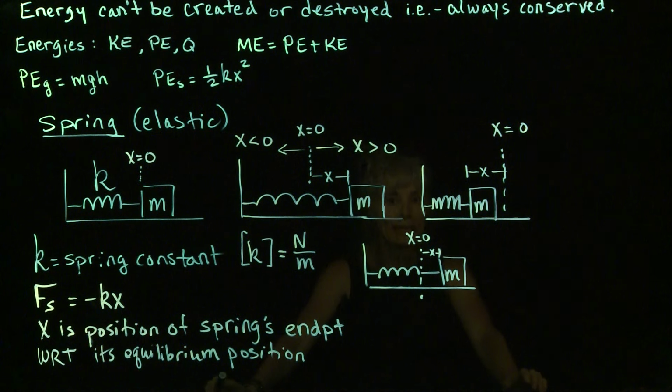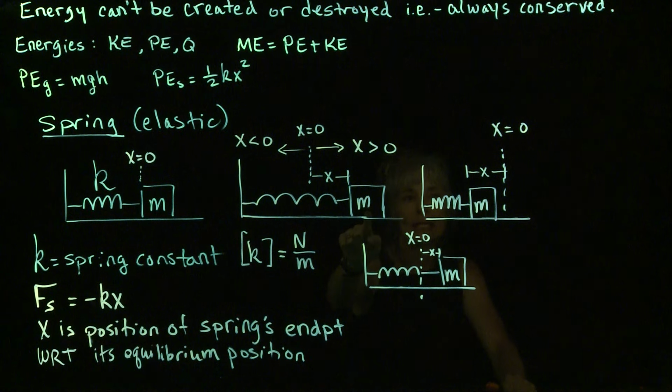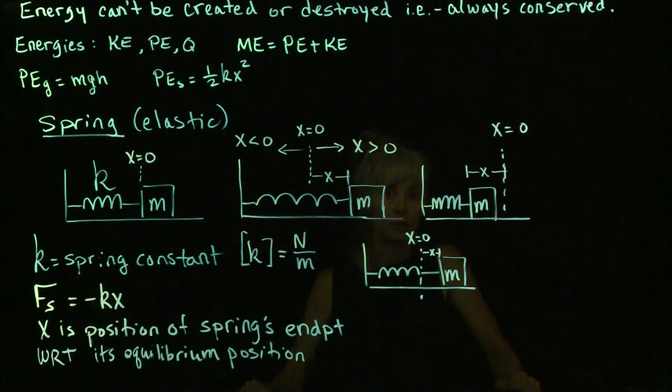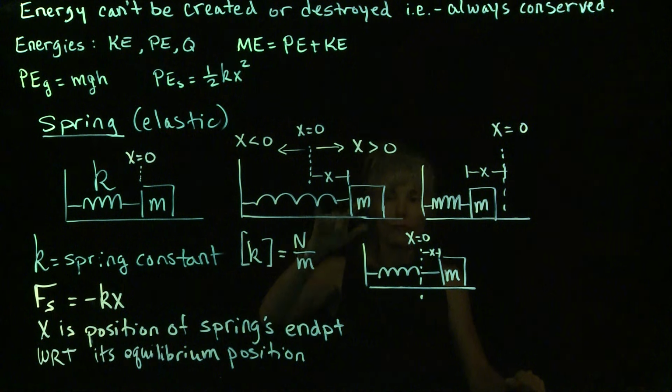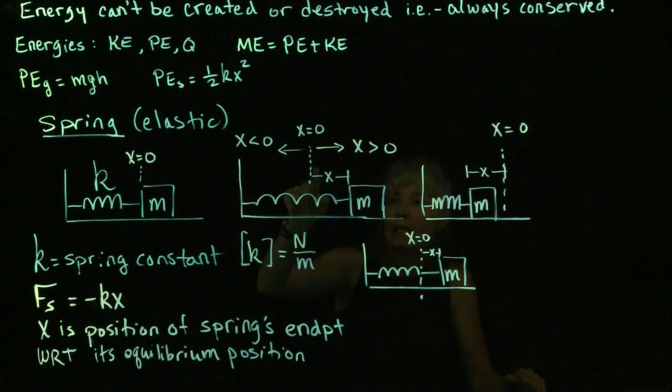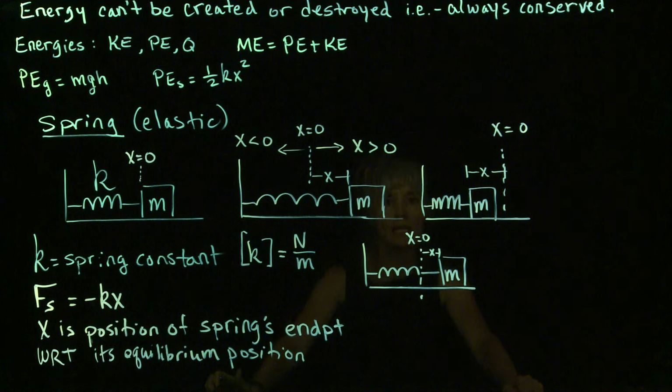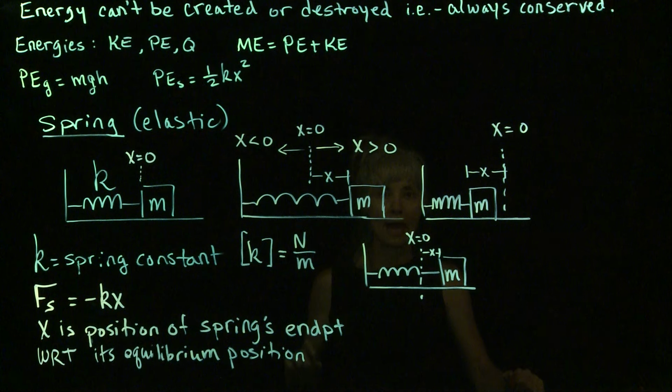And notice that at the endpoints, when the mass is instantaneously at rest at these two endpoints, all of the mechanical energy is in the form of potential energy, and the masses are furthest away from the equilibrium length of the spring. And right when the mass is at x equals 0, moving through the equilibrium position as it is going from expanded to compressed, all of the mechanical energy is in the form of kinetic energy, and that's energy of motion for the mass.